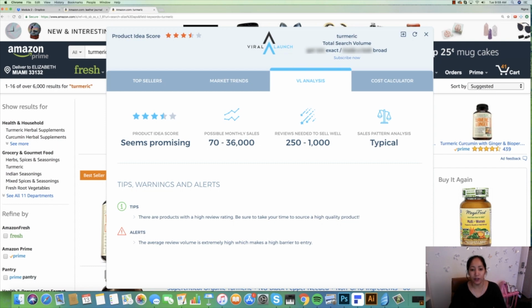And once again, it tells you how many monthly sales you could potentially get, as well as how many reviews you'll need to sell well, and what the typical sales pattern is. A couple different examples of sales patterns here could be seasonal. If you jump into a seasonal product, chances are it's only going to sell for that small gap of time, and the rest of the year it's going to be a lot slower than what you see if you see it at its peak time.